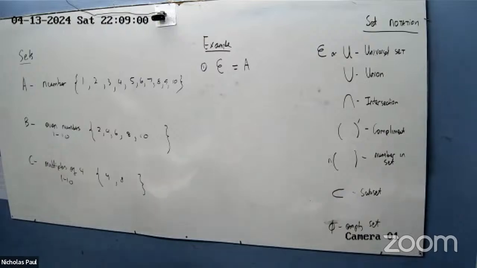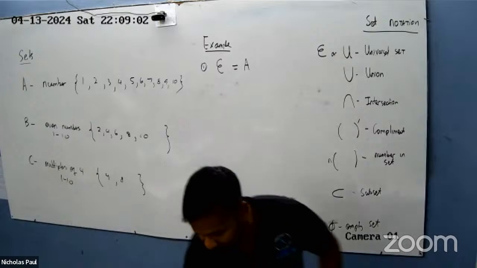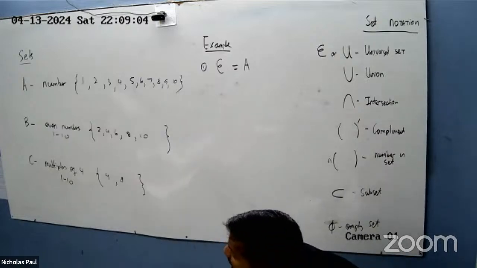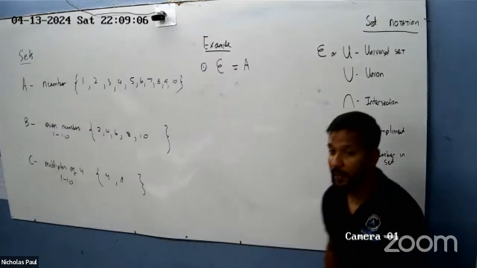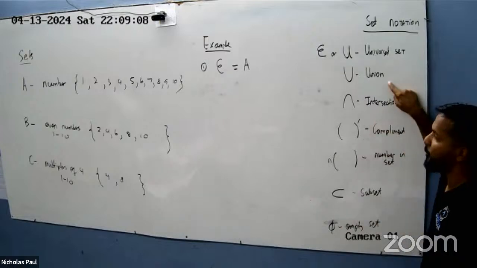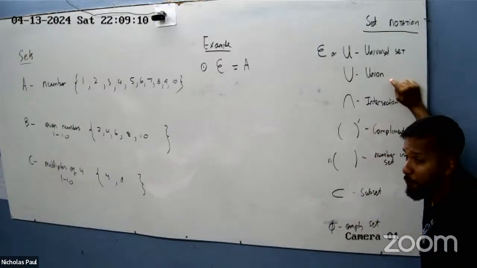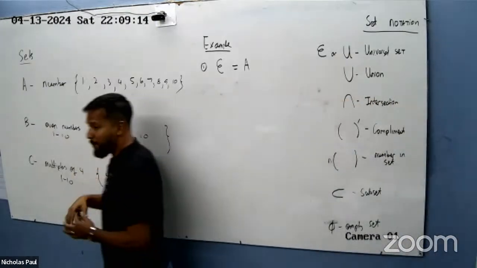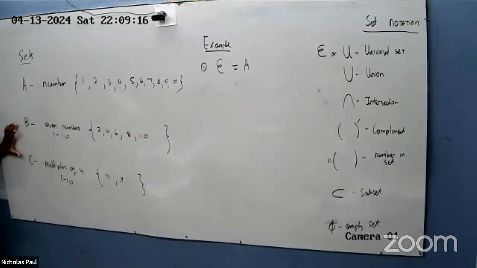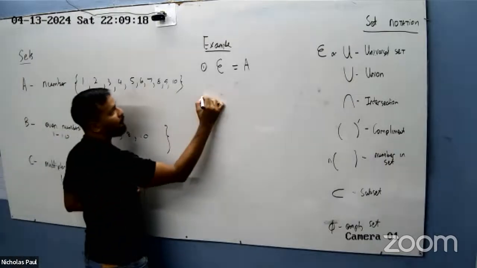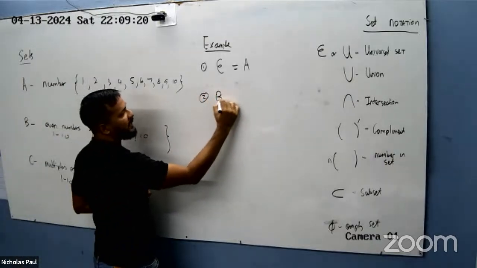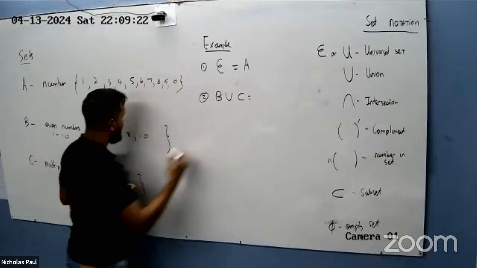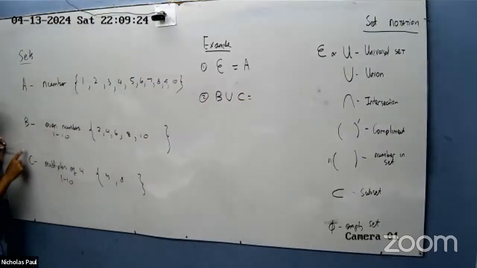First one, we need to know what the universal set is, and I gave you an example there. The universal set is A. Next thing we need to learn about, what does union represent? Union represents all the elements between, for example, if I wanted B union C, all the elements in B and C without duplicating them.